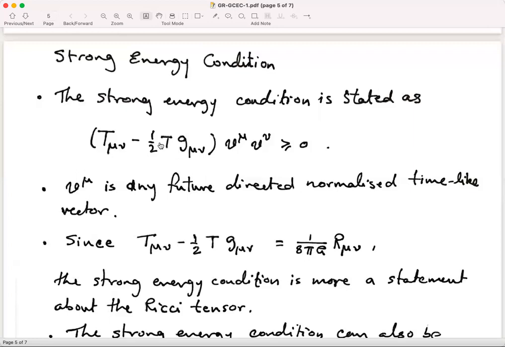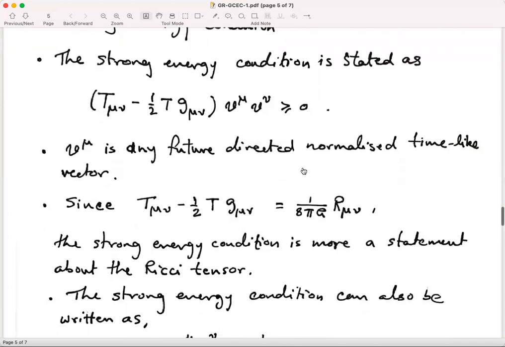So what we find is that R mu nu times V mu V nu should be greater than or equal to zero. In some sense, the strong energy condition is not so much a statement about the energy of the matter distribution, or an energy condition for the matter distribution. It's more a statement about the components of the Ricci tensor itself.